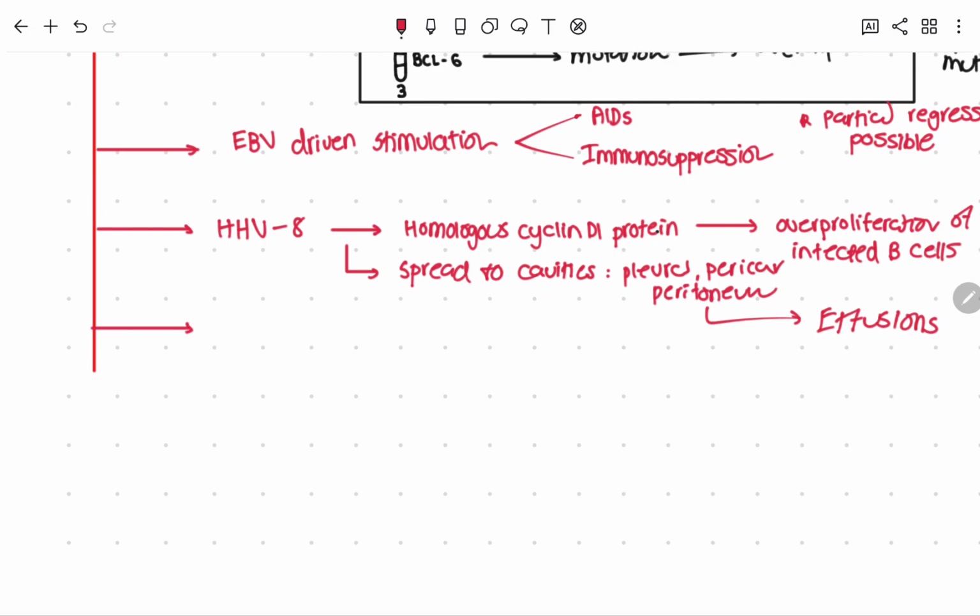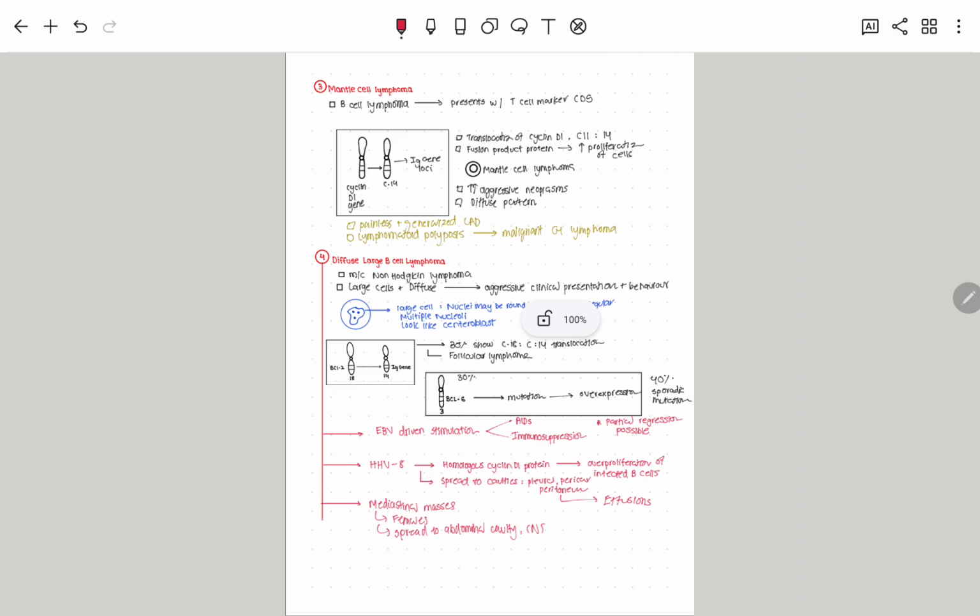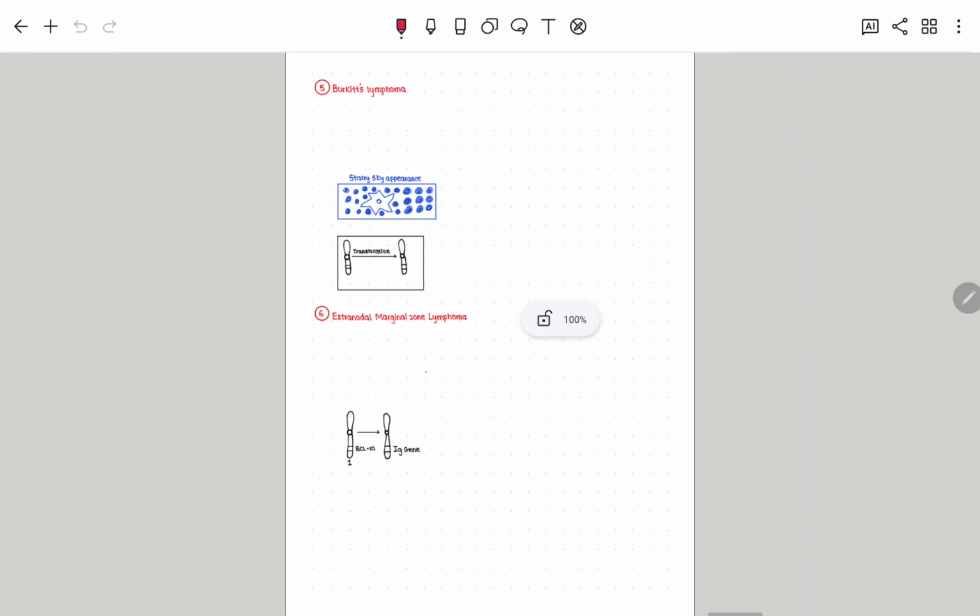The type in which diffuse large B-cell lymphomas may present is they can present as mediastinal masses. These are normally seen, more commonly seen in females rather, and they can spread to the abdominal cavity and to the central nervous system. And so that is diffuse large B-cell lymphoma.